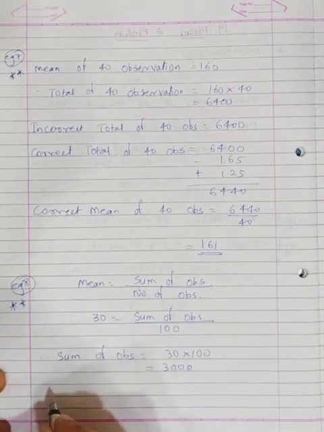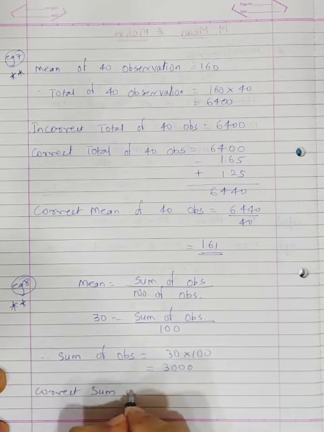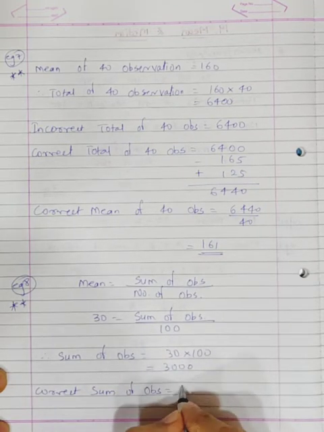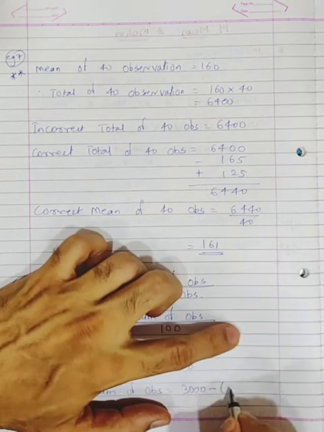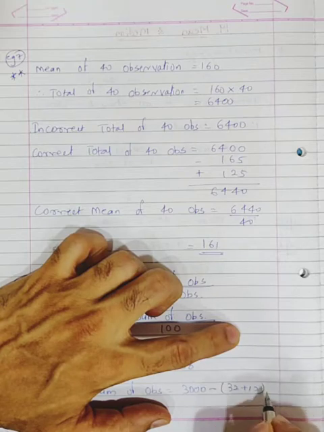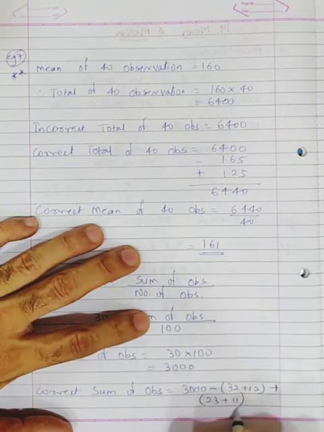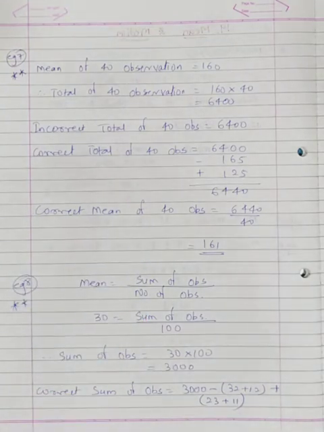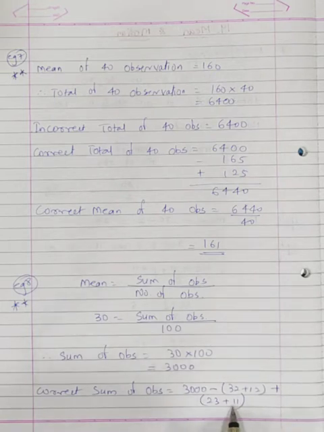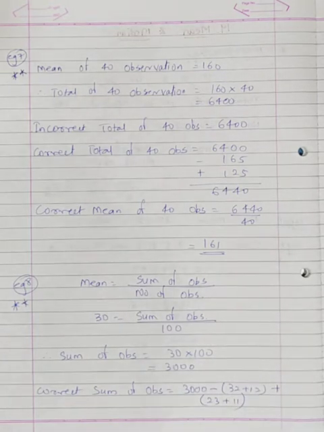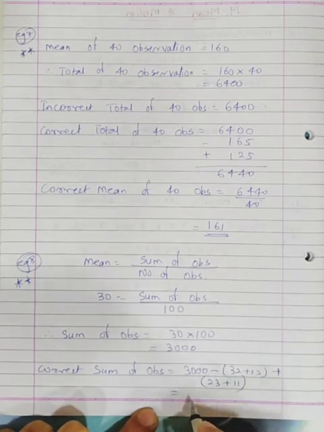Now you have to find out the correct sum of observations. Now what will be the correct sum of observations? So from 3000 we will subtract. First let's subtract the wrong observations, which were what? 32 and 12, and then also add the correct observations, which were what? 23 and 11. Okay, so basically we are subtracting 44, adding 34. So you have to subtract 10 from this eventually. So when you subtract 10 here, it will come how much? 2990.